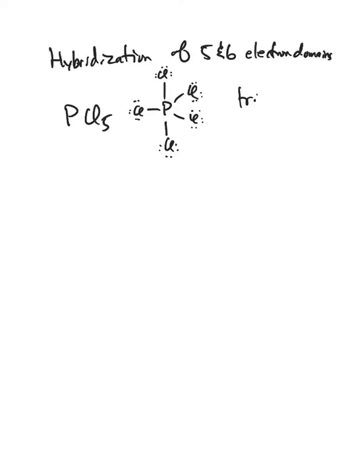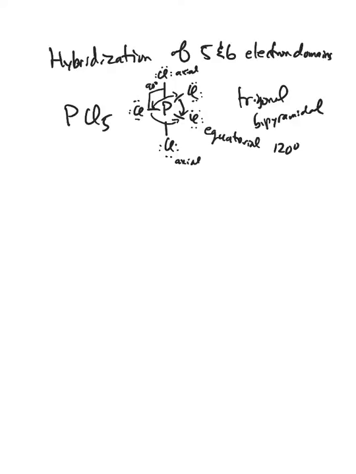It is trigonal bipyramidal, both electron domain geometry and molecular geometry. We've got the 3 chlorines that are equatorial and have bond angles of 120 degrees. Then we have the axial chlorines, and those bond angles are 90 degrees from the equatorial positions. And so we need to come up with 5 hybrid orbitals.